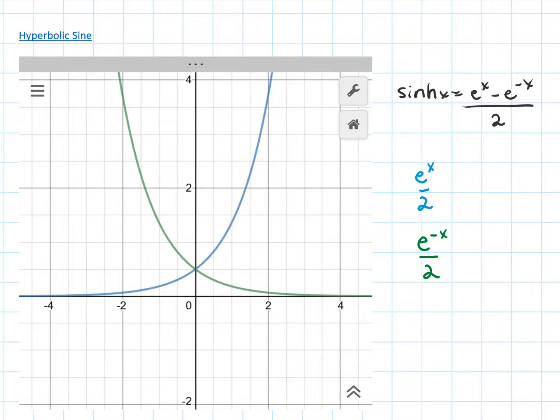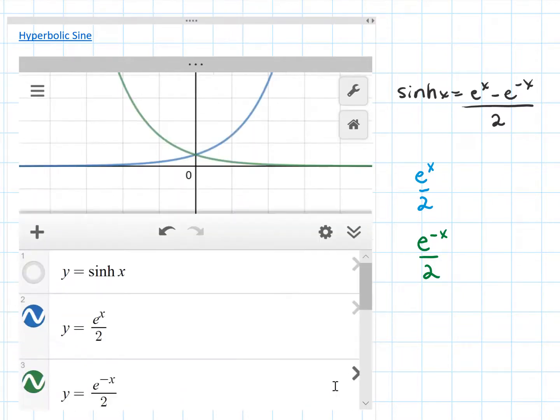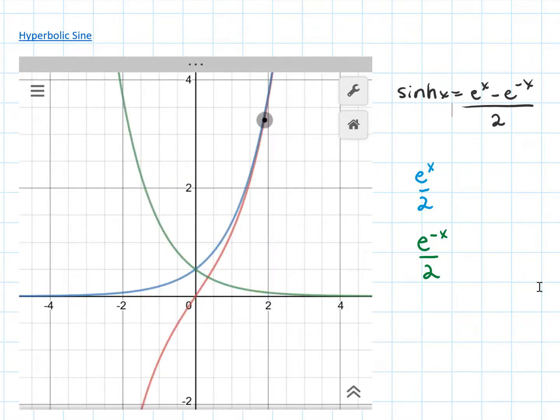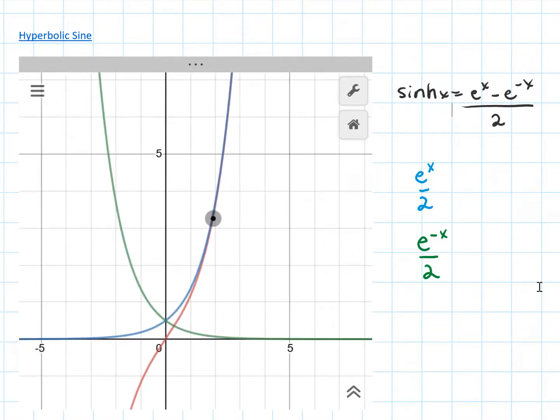And so when we subtract, we can see the actual hyperbolic sine curve coming from the difference between those two. And if we use this slider right here, we can actually see moving along the curve as we're doing that. So we can see the combination of those two curves generating this curve. If we zoom out, I want to look at it.